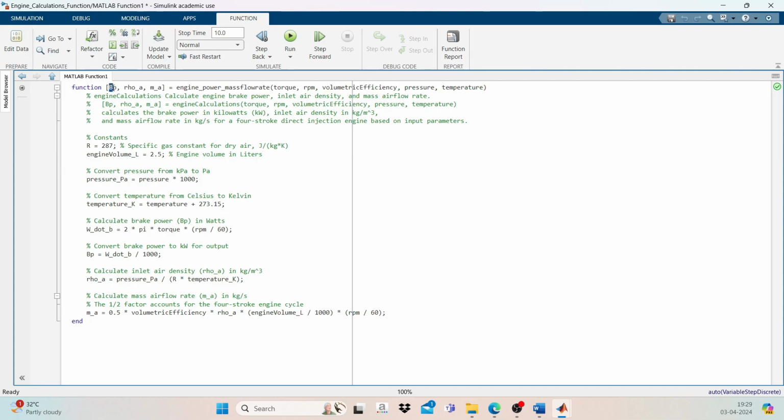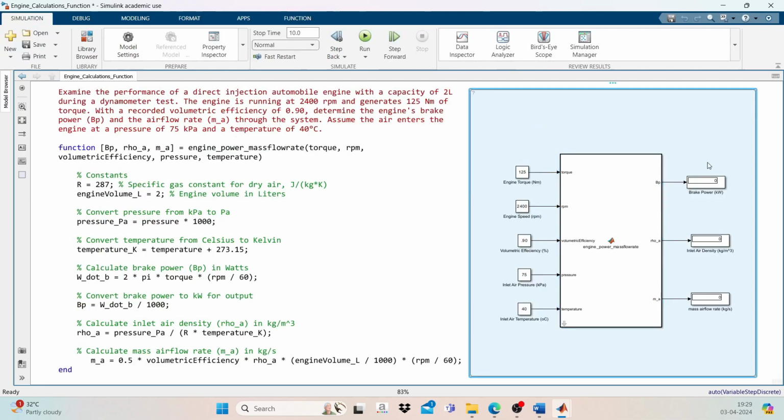Now it will give us the brake power, the rho, that is the density of the air, and the mass airflow rate. So let me try to run this. As of now, you can see on the right side, all these brake power, density of air and the mass airflow is reading 0. Now let us try to run the code.